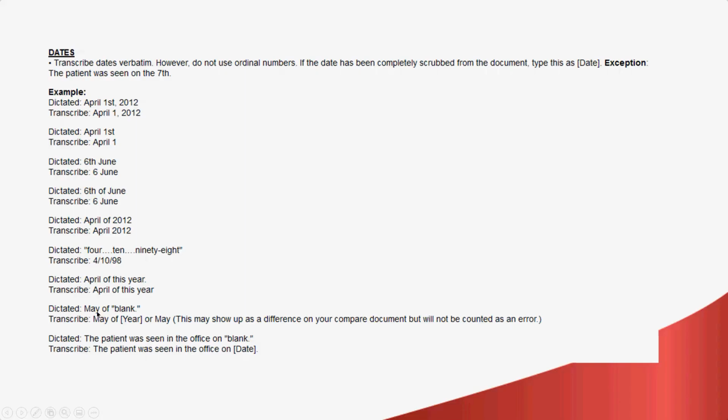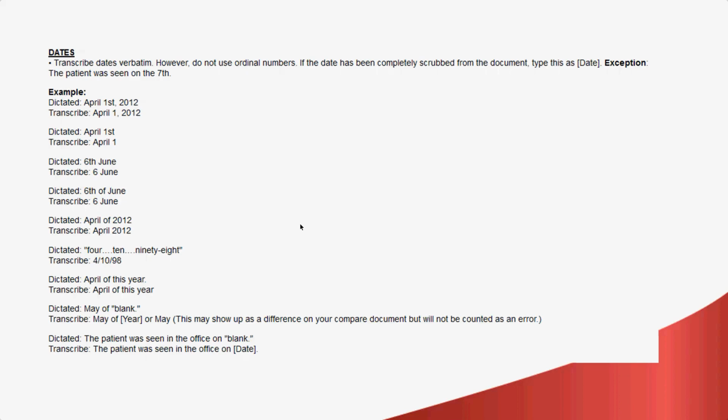All right, dates. Okay, transcribe dates verbatim. However, do not use ordinal numbers. If the date has been completely scrubbed from the document, type the placeholder for date. Now, an exception for ordinals would be if they said the patient was seen on the 7th. So if they said that they were seen on, I don't know, September 6th, that's very hard to say, you would write September 6 and take the ordinal off. If they said we saw him on the 7th, there's no month, there's no year, you will use the ordinal. So that's an important distinction. It has to be just that by itself.